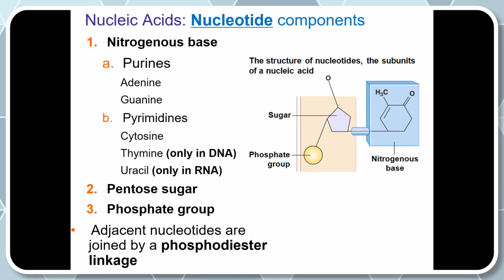So if we look at the monomer of the nucleic acid, the nucleotide has a nitrogenous base, and that determines which nucleotide we're dealing with. It also has a pentose sugar, which is a 5-carbon sugar, and a phosphate group. And adjacent nucleotides are joined by something called a phosphodiester linkage.